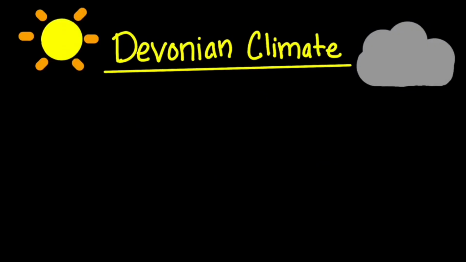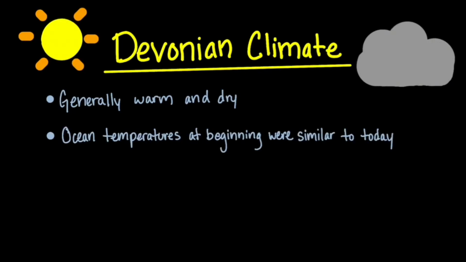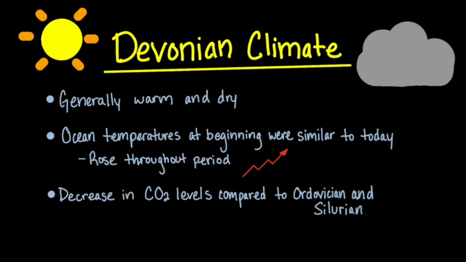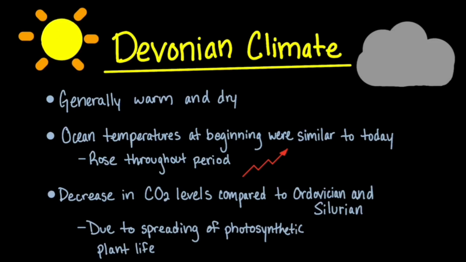The climate for the Devonian was generally warm and dry. Ocean temperatures at the beginning of the period were similar to the temperatures of today. However, these temperatures rose throughout the period. During the Devonian, there is also a decrease in carbon dioxide levels compared to the Ordovician and Silurian. This was due to the spreading of photosynthetic plant life, which was taking carbon dioxide out of the atmosphere.